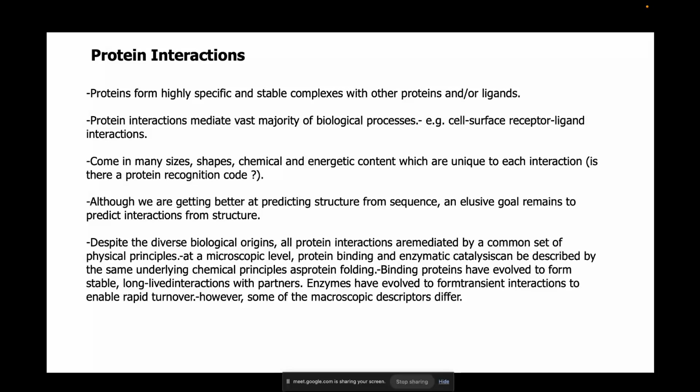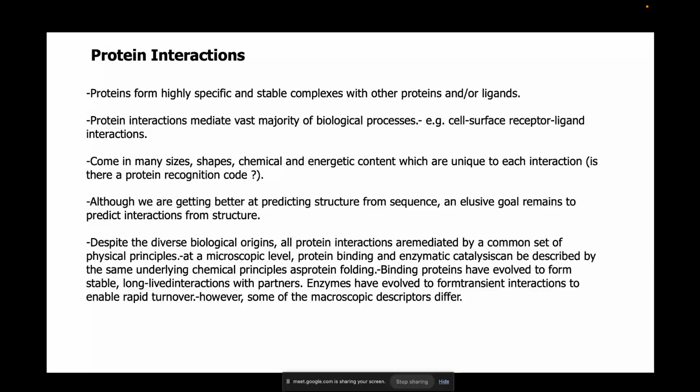Okay, now we come to different types of protein interactions. As we all know, proteins form highly specific and stable complexes with other proteins and other ligands, and protein interactions mediate the vast majority of biological processes. That is why we are so interested in understanding the structure of the protein, because interactions between proteins, or between protein and DNA, protein and RNA, or protein and some other organelle, happen because of the structure of the protein. It is the structure of the protein that facilitates that interaction.